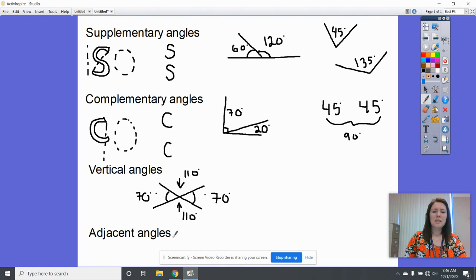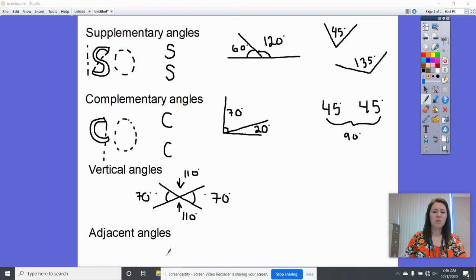And our last one is adjacent angles. Adjacent angles are just two angles that are right next to each other. So like these two are adjacent because they're right next to each other. These two are not adjacent because they're not right next to each other. These two are adjacent because they're right next to each other. But these two, well, there's no angles drawn. This and this are adjacent because they're right next to each other. But the 110 and the 110 are not adjacent because they're not right next to each other.